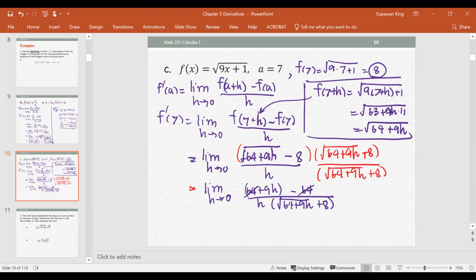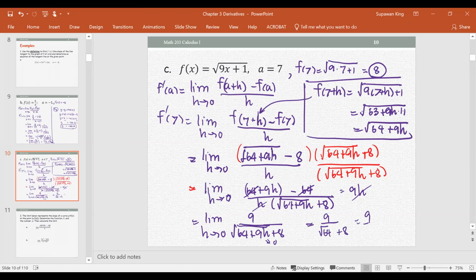Simplify the numerator. We obtain 9h. Next, h and h reduce. It becomes the limit of 9 on the top divided by the square root of 64 plus 9 times h plus 8 as h approaches 0. And the limit value becomes 9 over the square root of 64 plus 8, which is 9 over 8 plus 8, or 9 over 16, as the slope of the tangent line.